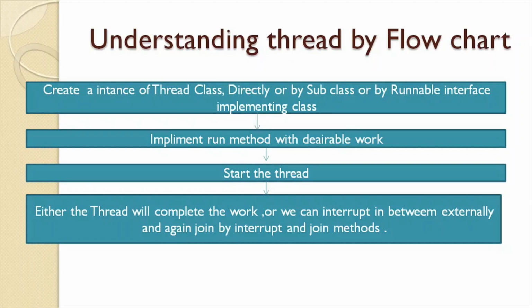Or there is an interface called Runnable, and that Runnable interface has a run method, and its implementation may be done either by an anonymous class or by any class which implements it, and by defining the body of the run method we can do the desirable work. Here also, implement the run method with the desirable work. This is the task which we are going to assign to a thread. Start the thread. After doing all the things, you have to start the thread. Without starting the thread, the work will not get executed. Remember this. Either the thread will complete the work, or it will be interrupted externally in between, and again joined, by the interrupt and join methods.